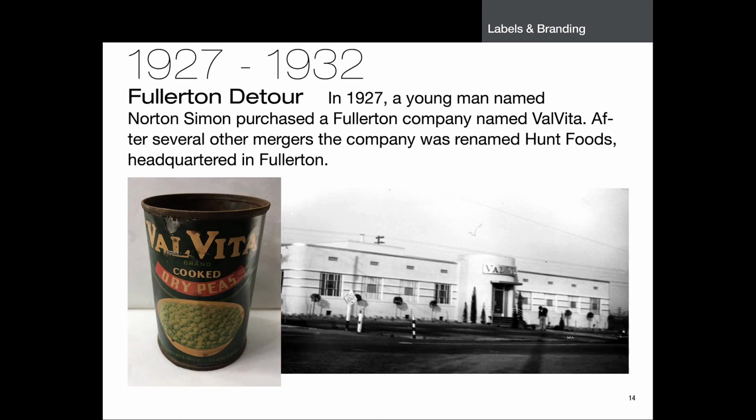I'm going to take a little detour here in Fullerton, since we're talking about labels. In 1927, a young man, already probably a little wealthy from his family, moved to Fullerton and purchased a company here called Valvita. His name was Norton Simon, which you may recognize. After several years and several mergers, the company was renamed Hunt Foods, which I'm sure you've heard before, and they were actually headquartered here in Fullerton.